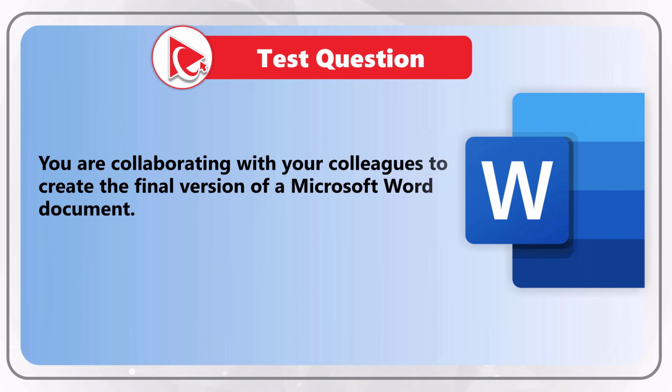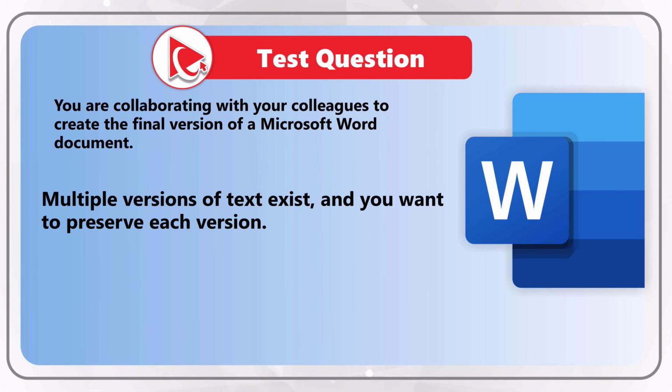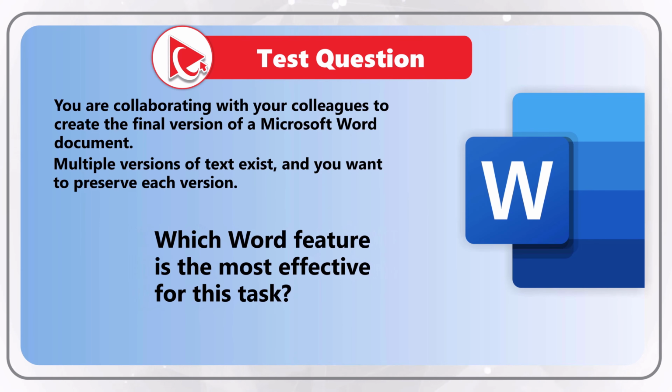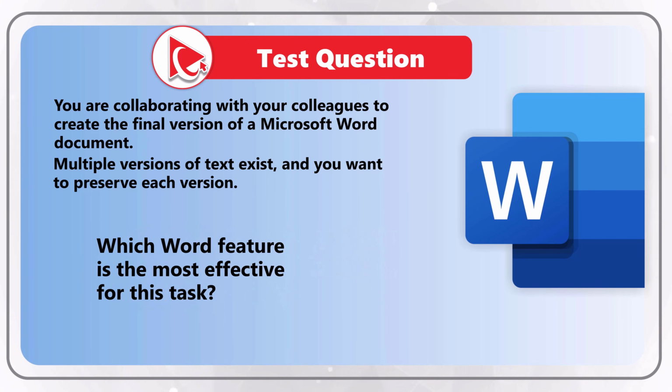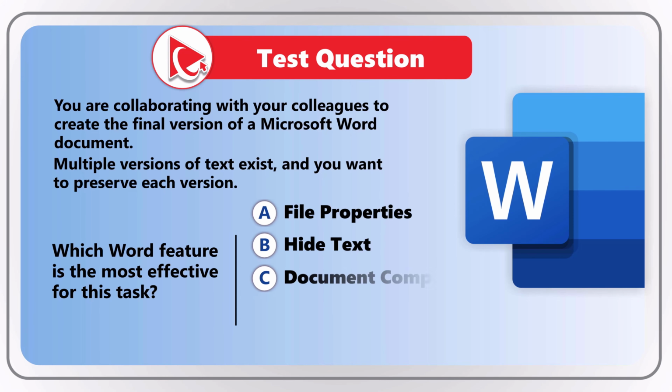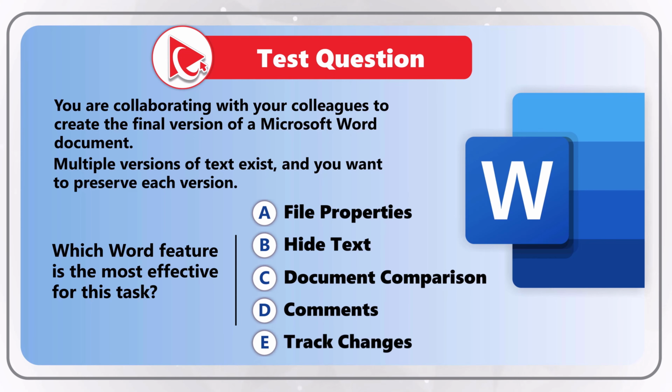Here's the question. You're collaborating with colleagues to create the final version of a Microsoft Word document. Multiple versions of text exist, and you want to preserve each version. Which Word feature is the most effective for this task? And you're presented with 5 possible choices. Choice A, File Properties. Choice B, Hide Text. Choice C, Document Comparison. Choice D, Comments. And last but not least, Choice E, Track Changes.